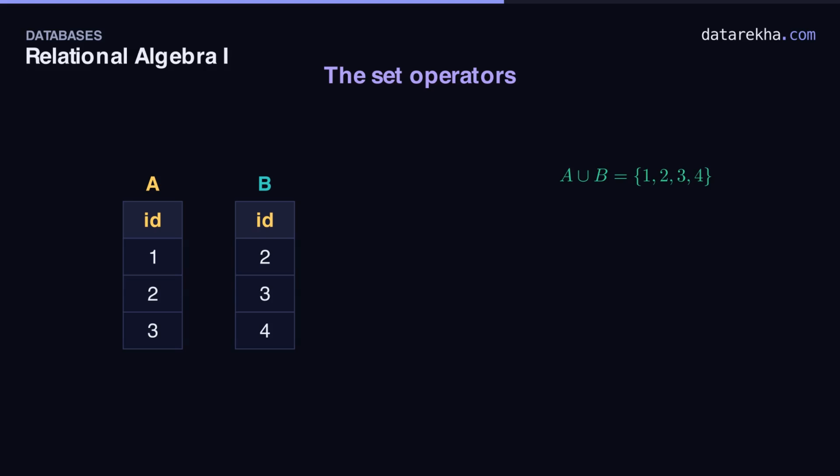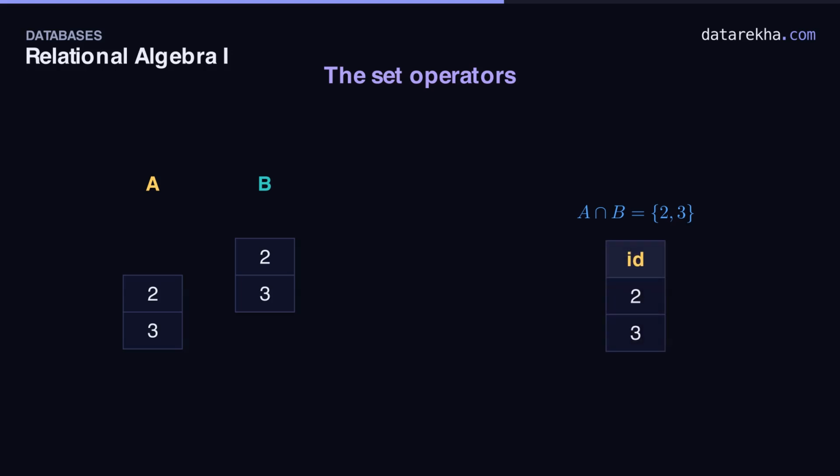Union. The cup symbol is every row in either table, with duplicates removed. Pour A and B together. 1, 2, 3, 4. 2 and 3 appear in both, but each shows up only once. 4 rows.